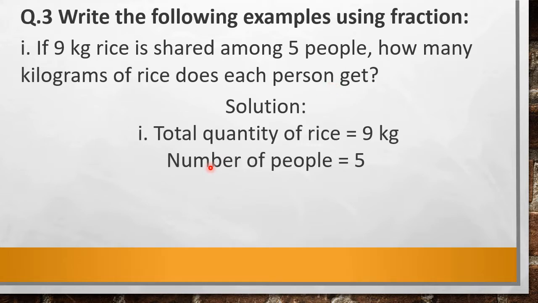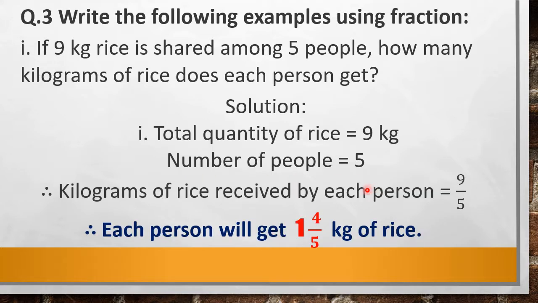So let's see solution. Total quantity of rice is equal to 9 kilogram. Number of people is equal to 5. So kilograms of rice is received by each person is equal to 9 by 5. In mixed number, we will write like this: each person will get 1 and 4 by 5 kilogram of rice.